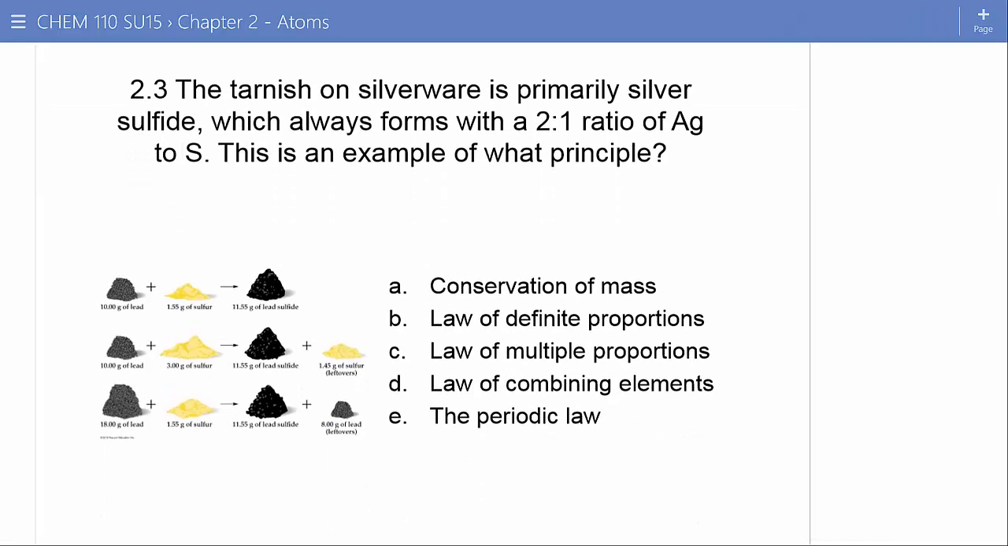All right, so the tarnish on silverware is primarily silver sulfide, which is always formed in a 2-to-1 ratio of silver to sulfur. This is an example of what principle? Yeah, law of definite proportion. So it's saying that you're always going to have that 2-to-1 ratio because that is what makes up silver sulfide, or that tarnish on there.